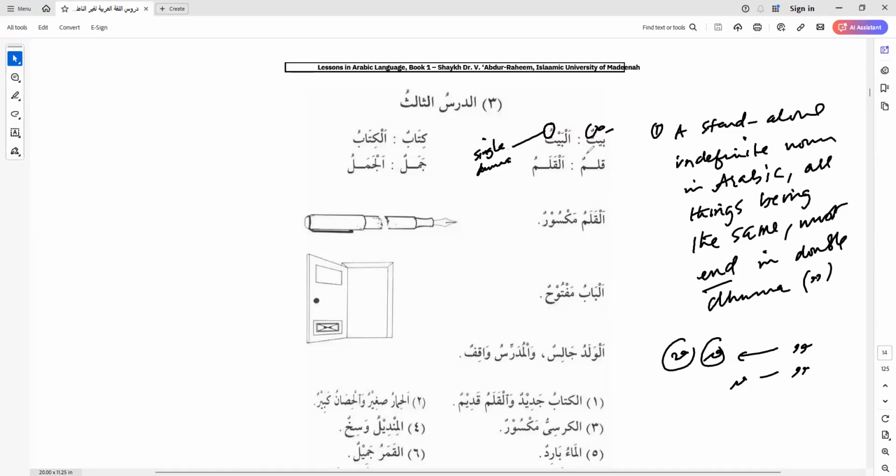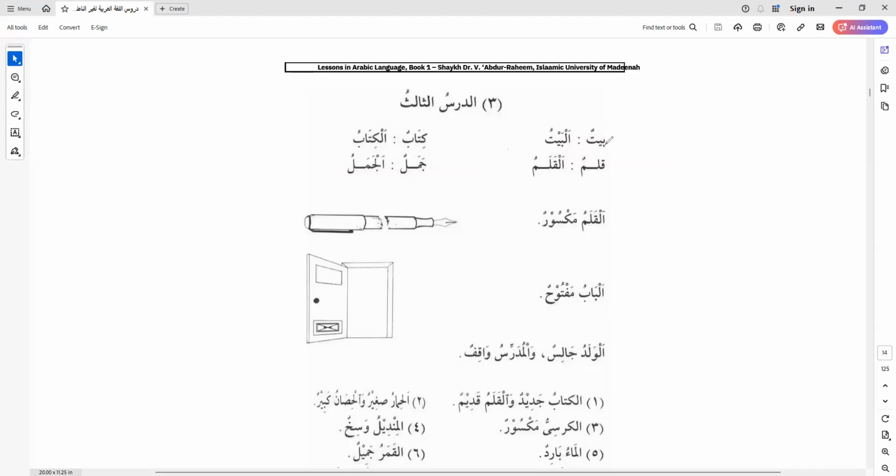So for double dhamma here, you can see that the hook at the end goes up a little bit. That is the style of this book. In another book, they will write the double dhamma cleanly, like one here and one there, and then you see that it's two of them. So pay attention to how the double dhamma appears.